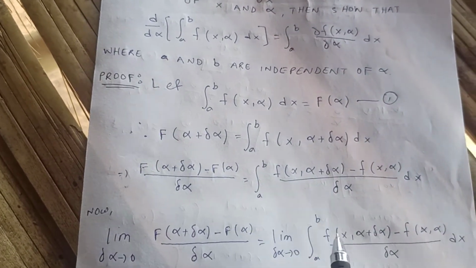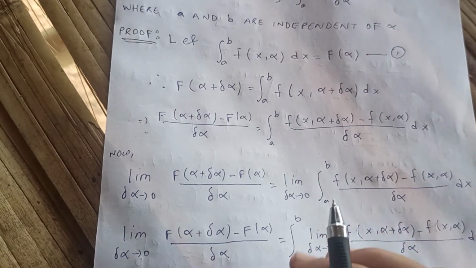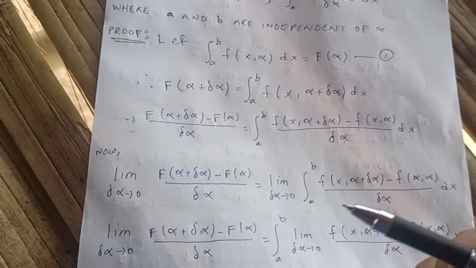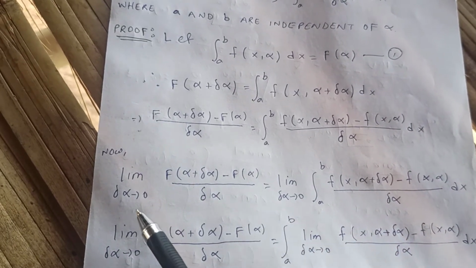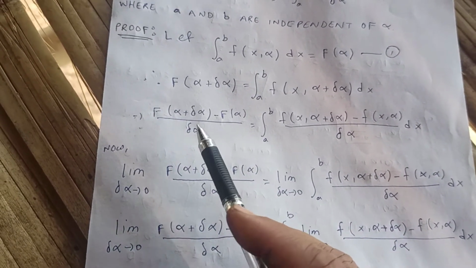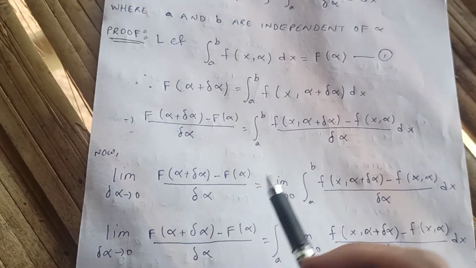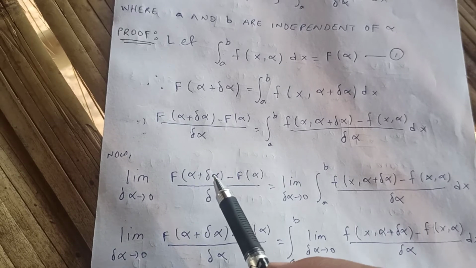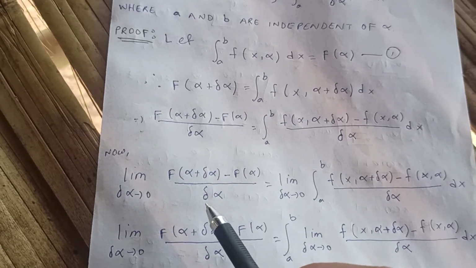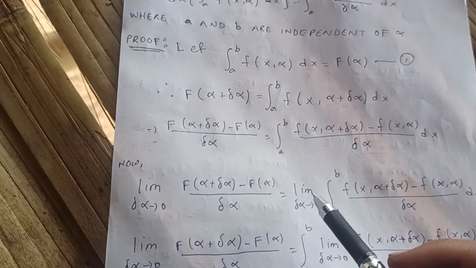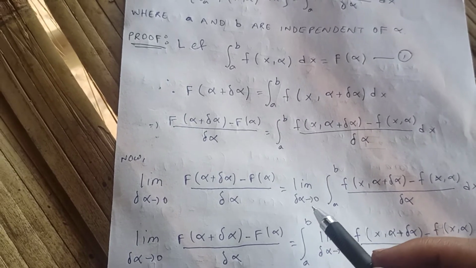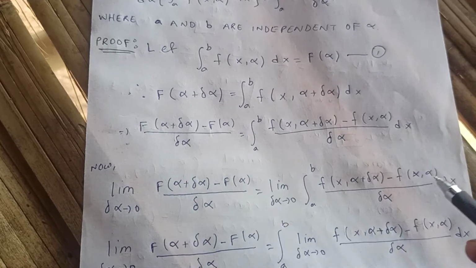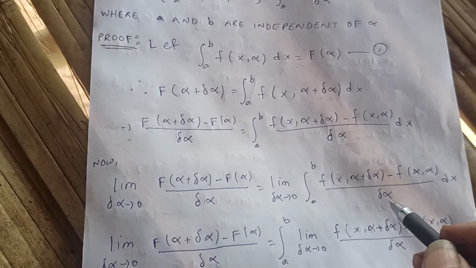Now taking the limit on both sides, as del alpha tends to 0. The limit as del alpha tends to 0 of F of alpha plus del alpha minus F of alpha upon del alpha is equal to the limit as del alpha tends to 0 of the integral from a to b of f of x comma alpha plus del alpha minus f of x comma alpha upon del alpha dx.